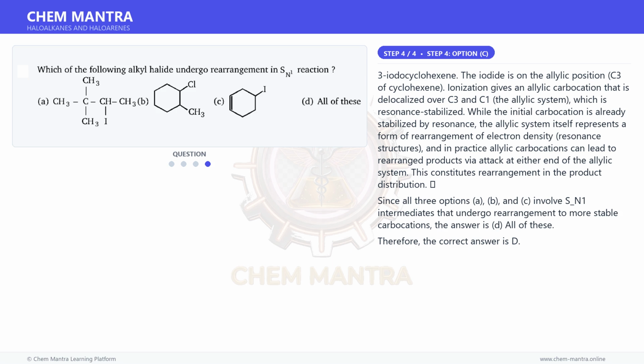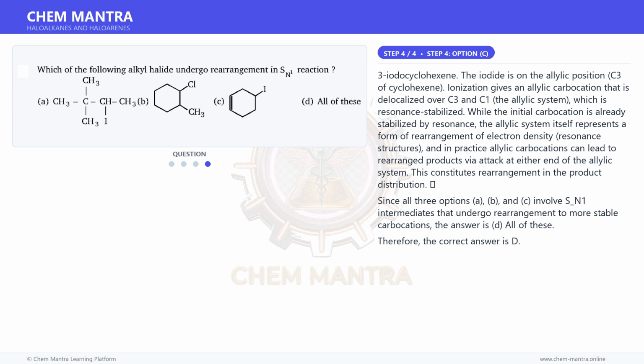While the initial carbocation is already stabilized by resonance, the allylic system itself represents a form of rearrangement of electron density, resonance structures, and in practice allylic carbocations can lead to rearranged products via attack at either end of the allylic system. This constitutes rearrangement in the product distribution.